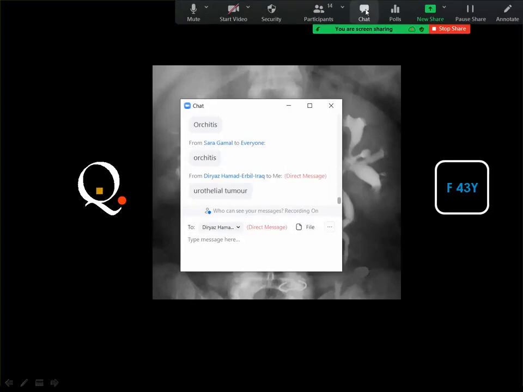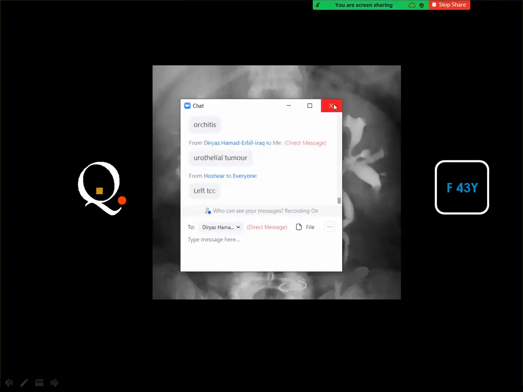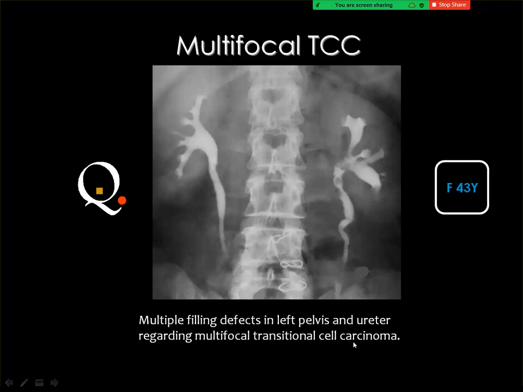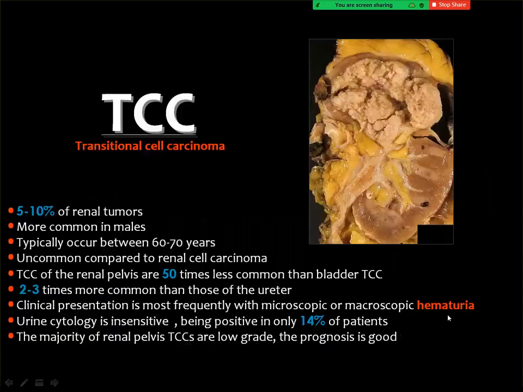A urothelial tumor, very good, but you should say that it is multifocal. Then if you look carefully here, you see multiple lesions in the renal pelvis, another focal lesion in the proximal ureter, and a third lesion in the distal part of the ureter. You know that transitional cell carcinoma can be multifocal, and whenever you diagnose transitional cell carcinoma, you must screen the whole urinary tract looking for other lesions, and this is very important for the diagnosis.